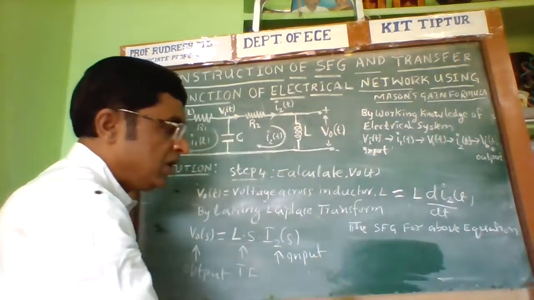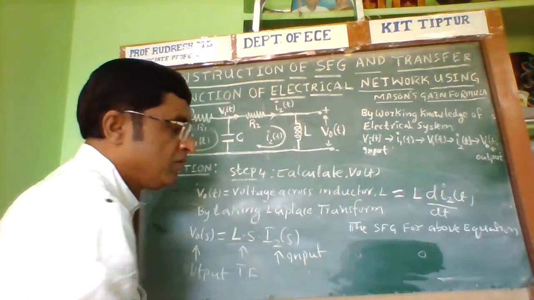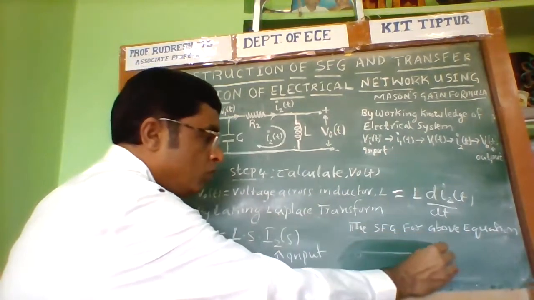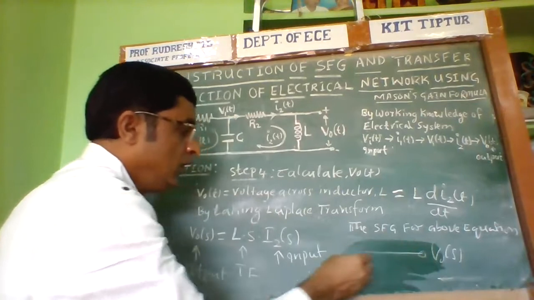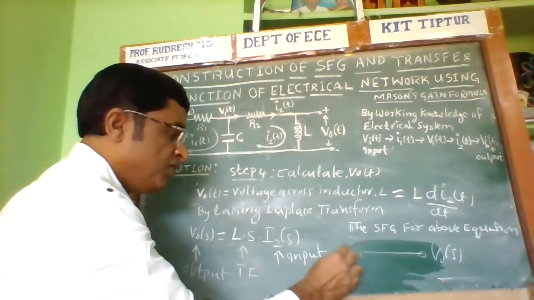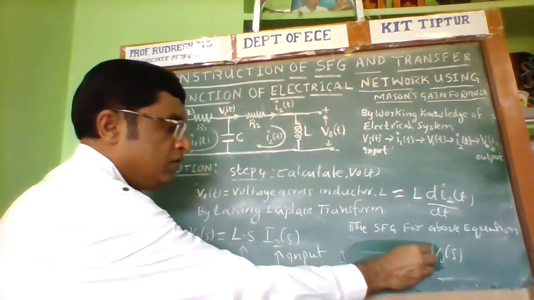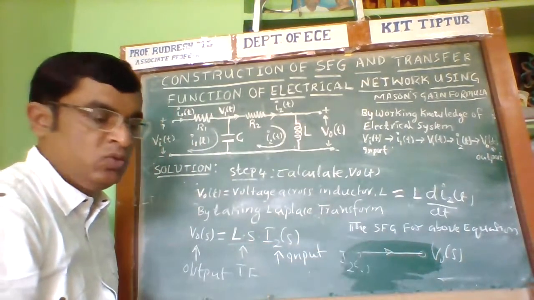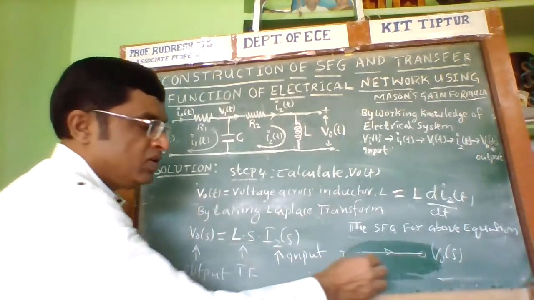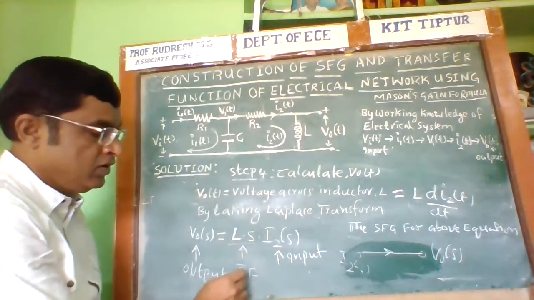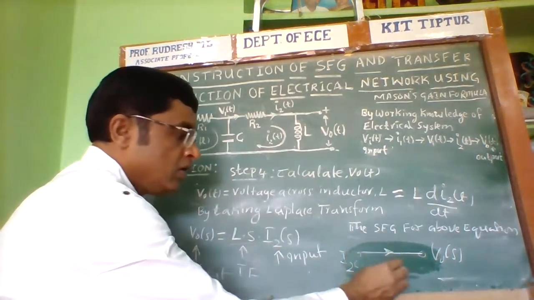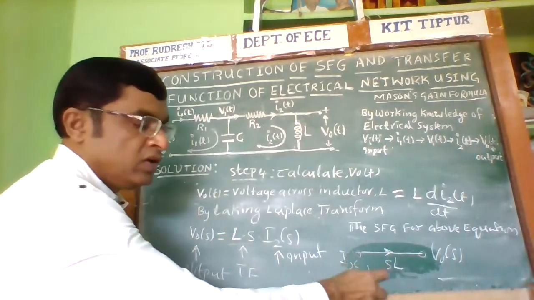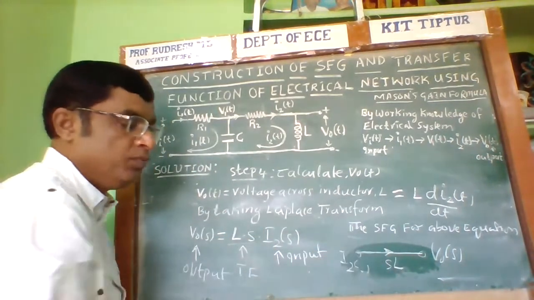We should create the two nodes. Two variables or two nodes. Which is the output variable? Here V0 is the output variable. Which is the input variable? I2 of s. So here the branch, this is called a branch. In order to connect these two nodes, we go for a branch. Now what is the gain of this particular branch? It is the transmittance, S into L or L into S. So it's the transmittance of this particular branch.